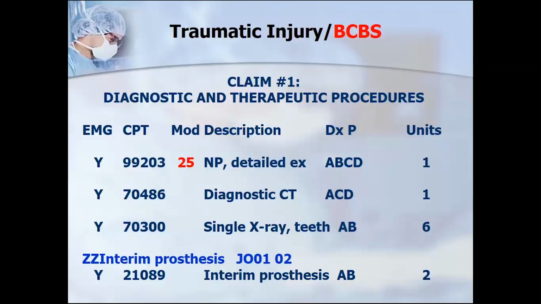Single x-ray of the teeth, A and B, we took 6 of those. Units 6. And then the interim prosthesis, because the code ends in A9, we need 2 qualifiers above it. ZZ to describe the procedure, then 3 spaces and JO0102 to indicate maxilla and mandible. Units 2.